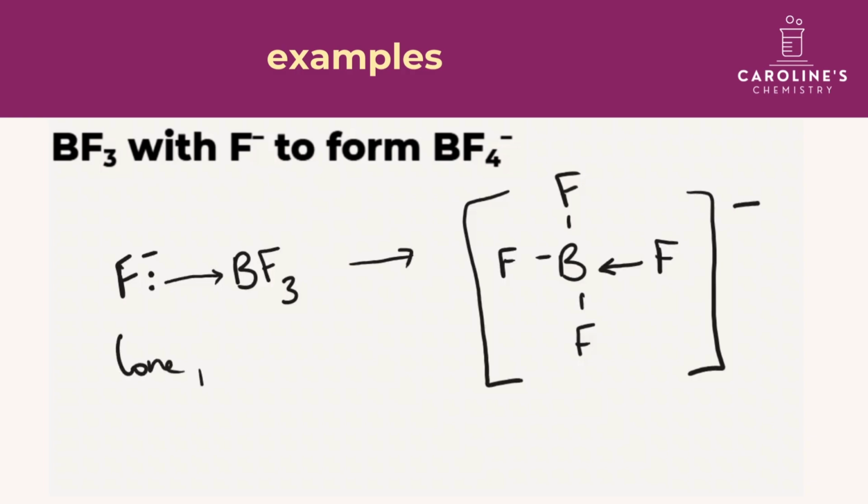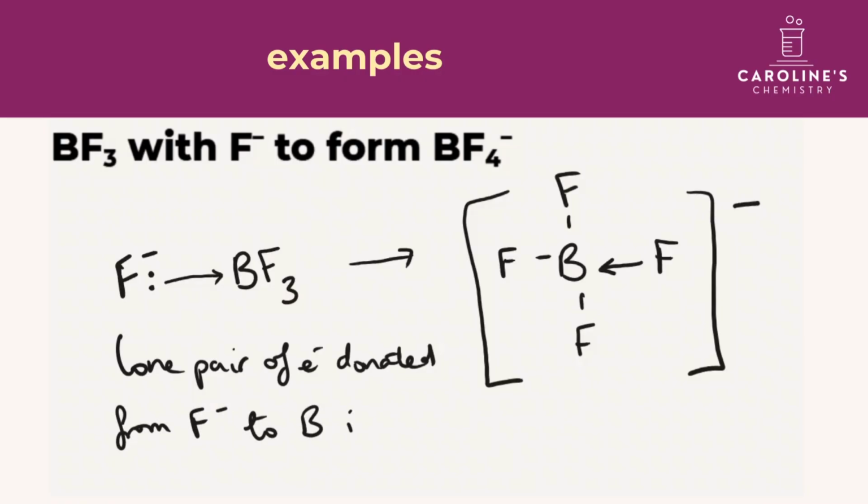In order to explain this, we say that a lone pair of electrons, you can hear my dog there in the background, is donated from the F- from the fluoride ion to the B, the boron in BF3. That's how to explain that for full marks.